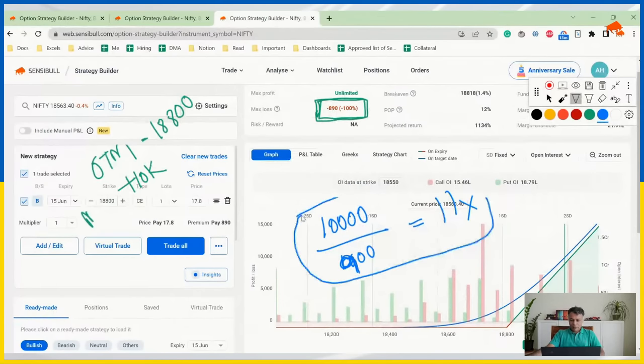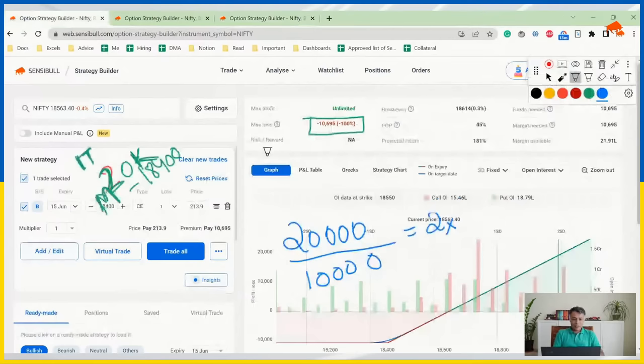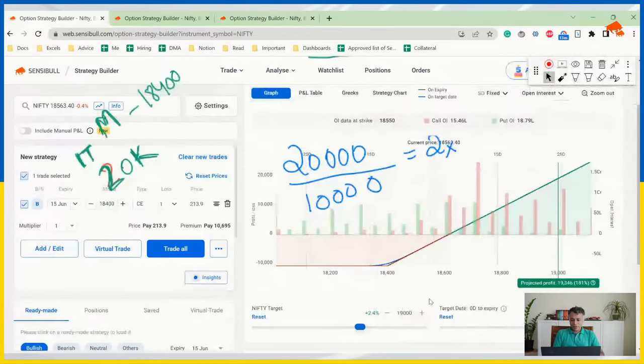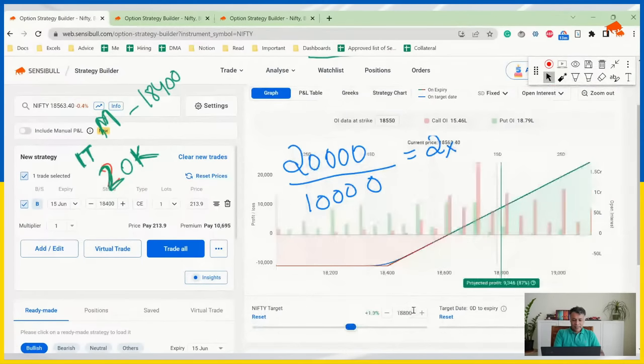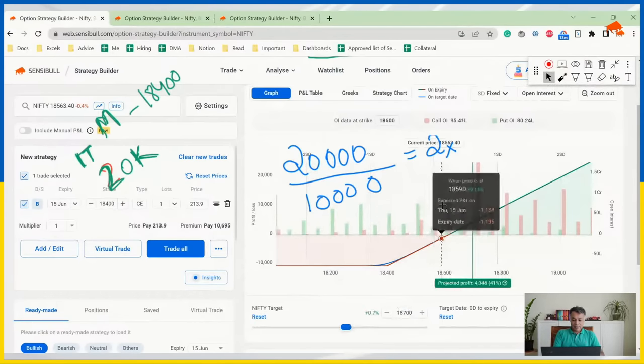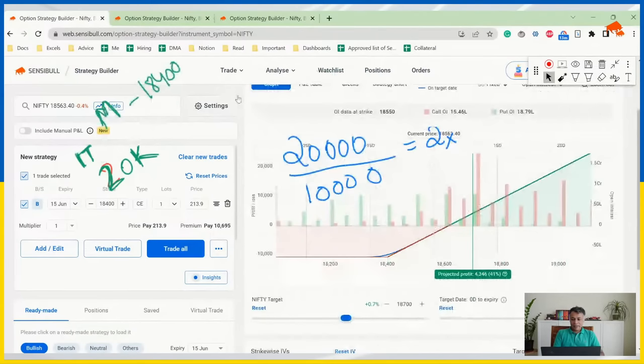But where is the catch here? The catch here is that we assumed a very generous movement of 19,000. But if the market goes only to, say, 18,800, or let's say 18,700, we'll make it 18,700. Then the catch is at 18,700, this thing still makes, so I'm going to mark this 18,700 in a different color. This thing makes 4,000 at 18,700.